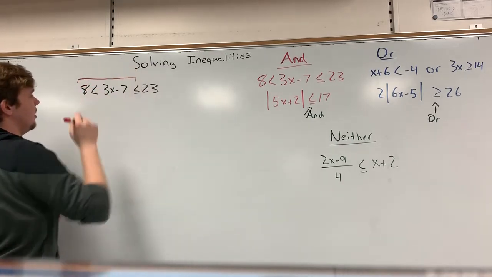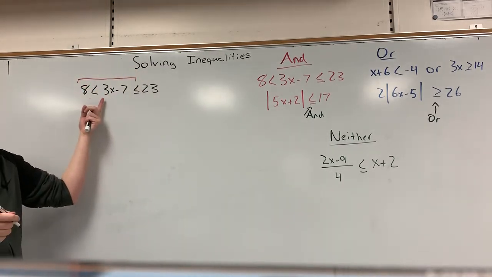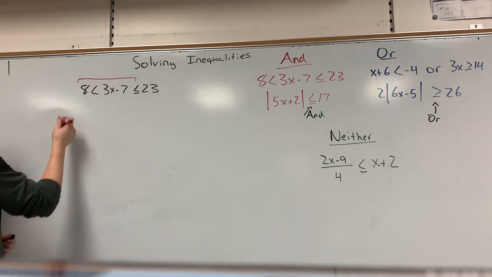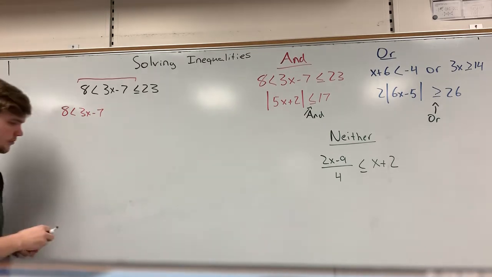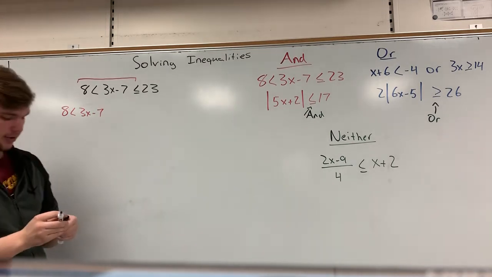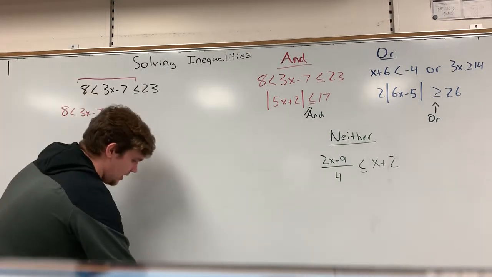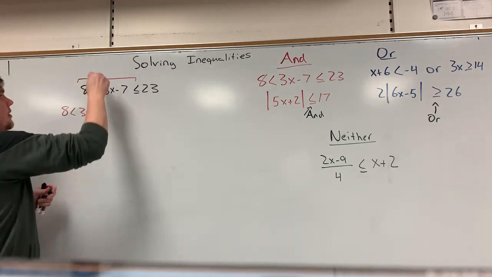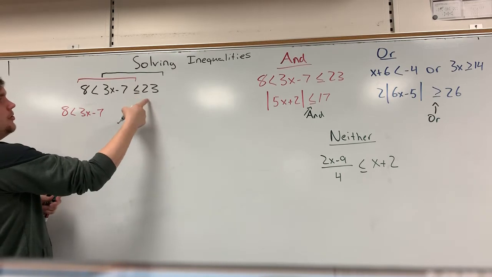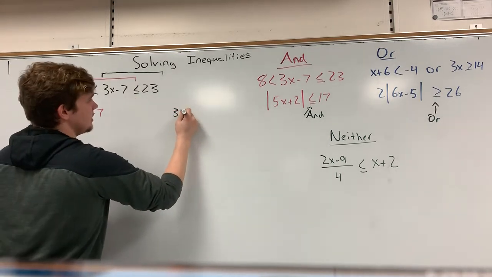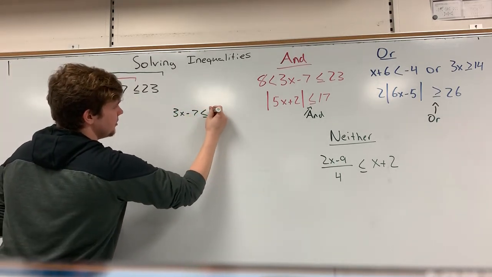I have 8 is less than 3x minus 7. So that's going to be one of them, 8 less than 3x minus 7. Okay, and then I also have, on another equation, this 3x minus 7 is less than or equal to 23. 3x minus 7 less than or equal to 23.